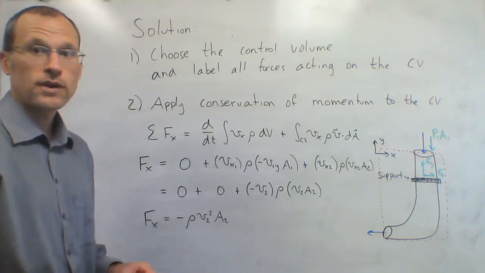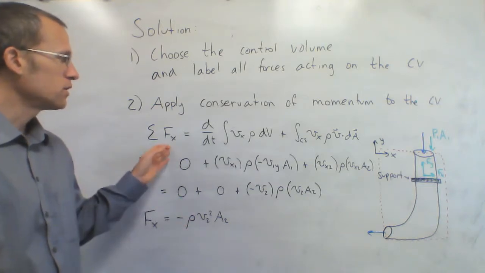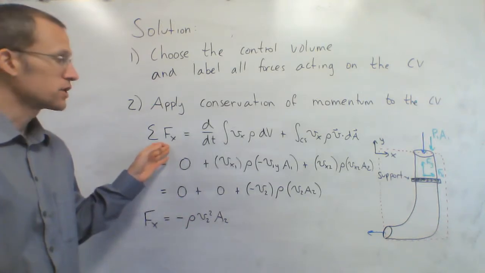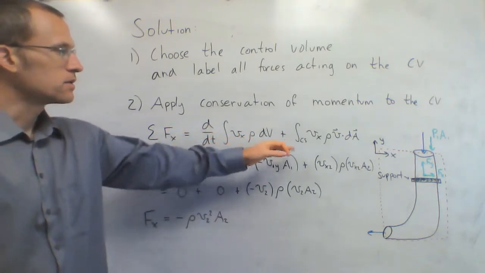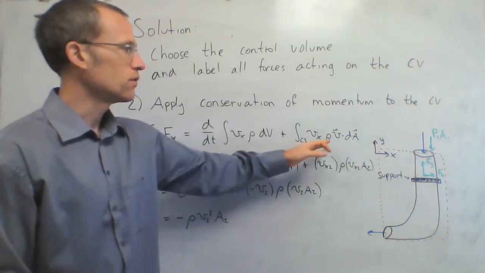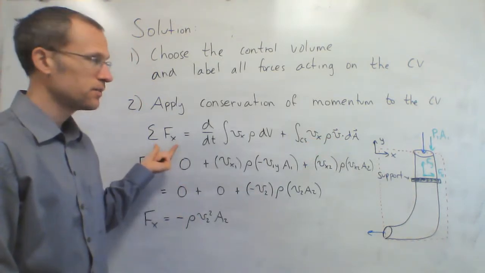Next step is to apply conservation of momentum. So applying conservation of momentum, you're going to have two equations, an x equation and a y equation. So starting with the x equation, all my forces in the x direction acting on my control volume is d by dt integral vx rho dV plus control surface integral vx rho v dotted with dA. So I'm going to do this, take all my forces in the x direction.